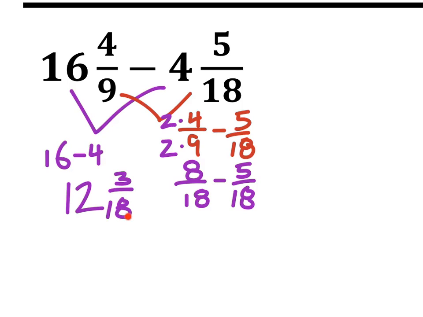So right now the answer is 12 and 3/18, but again, you should always check to see if the fraction can be simplified, and this one can. 3/18, both 3 and 18 are divisible by 3. So this changes then to 1/6. And the answer is 12 and 1/6.